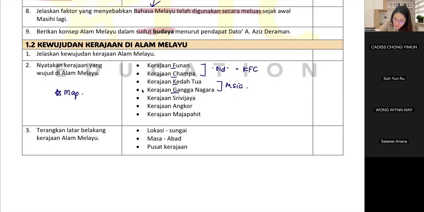Okay, next one. Sriwijaya, Angkor, Majapahit are the young people. Since we got the old people, we also got the young people. We call them SAM. That's how I remember.